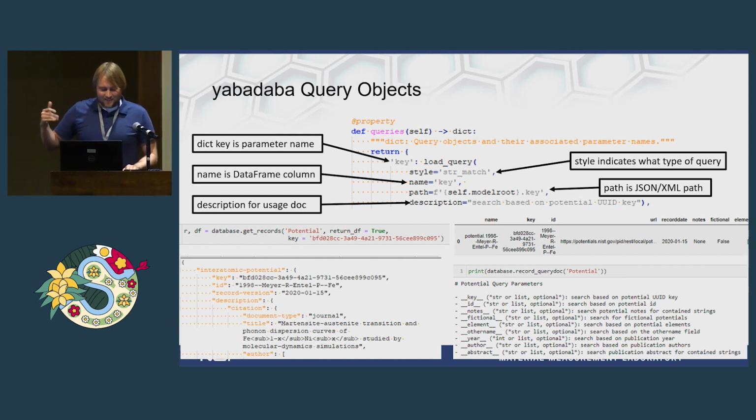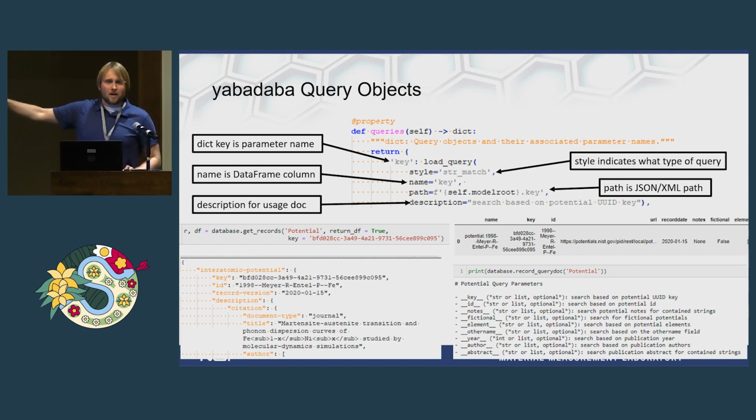So the idea for these queries, in the middle left, you see the database get records, then you give it the name of the schema you want, and below that I have key equals some value. That key is a keyword argument that is recognized by the potentials record format, and so in the code, it goes to this queries thing, and says the key value is associated with some query of string match, so it knows to perform an operation to check the database for exact matches of the string that was given in the function to the database records.